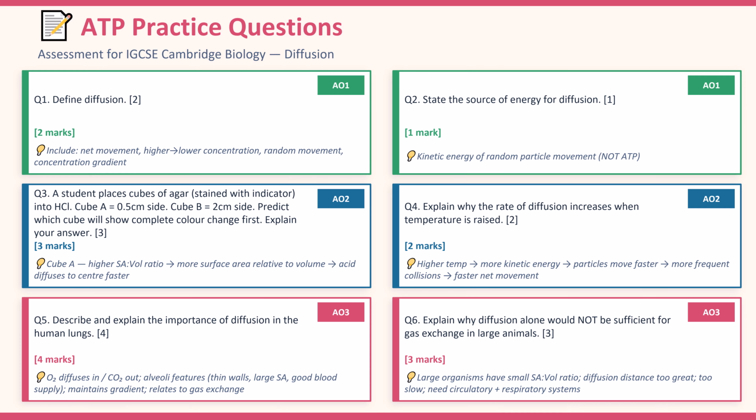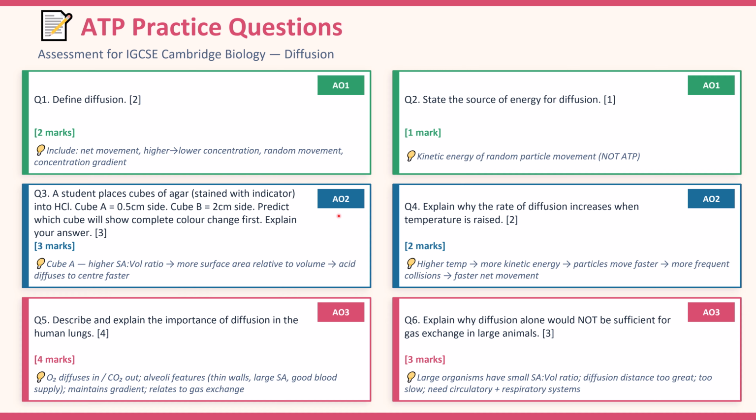Here are some ATP practice questions. Assessment for IGCSE Cambridge Biology: Diffusion. First question, from Assessment Objective 1. They may ask you to define diffusion, which may carry 2 marks. Include net movement from higher to lower concentration, random movement, concentration gradient. Question 2: State the source of energy for diffusion, which carries 1 mark. This is from Assessment Objective 1. The answer is kinetic energy of random particle movement, not ATP.